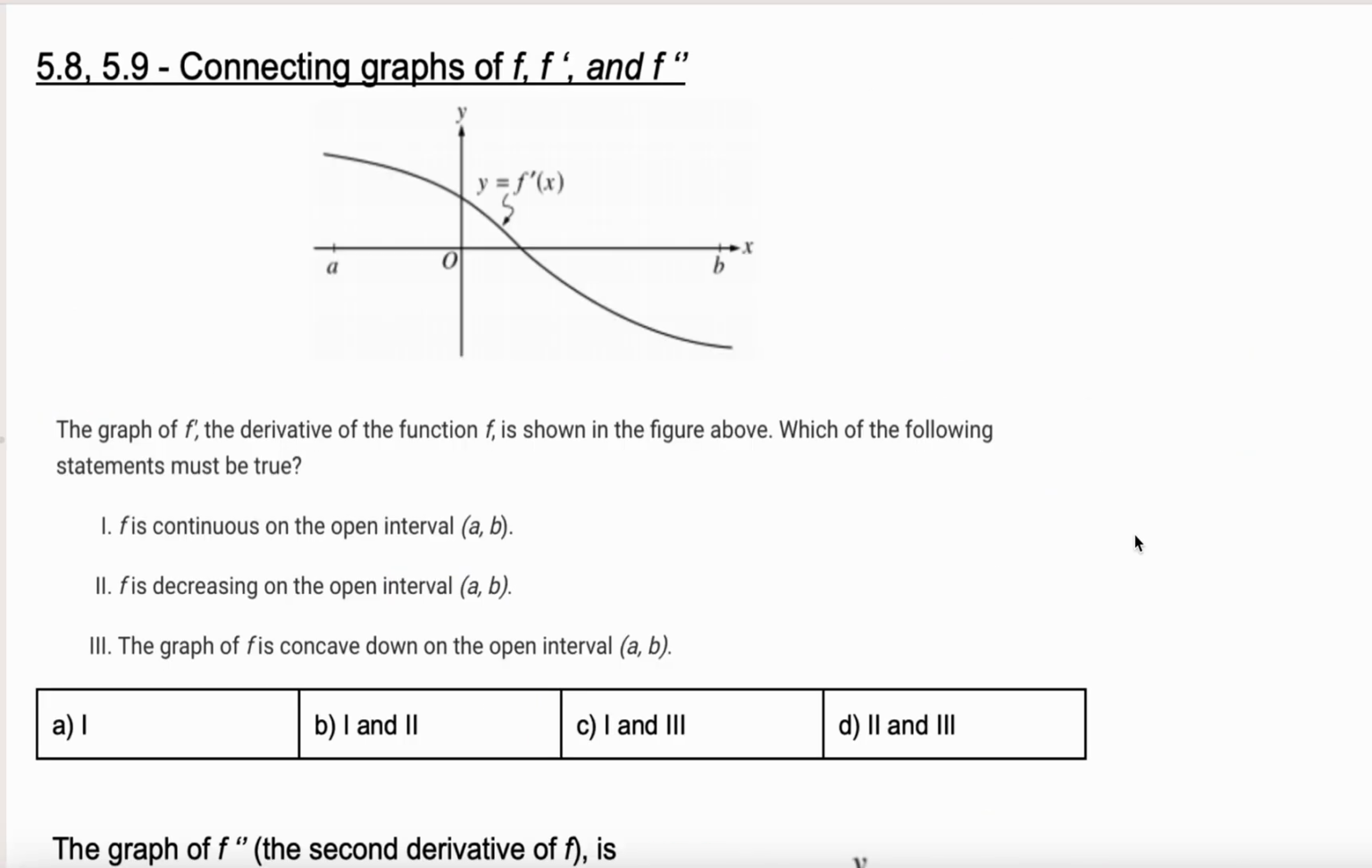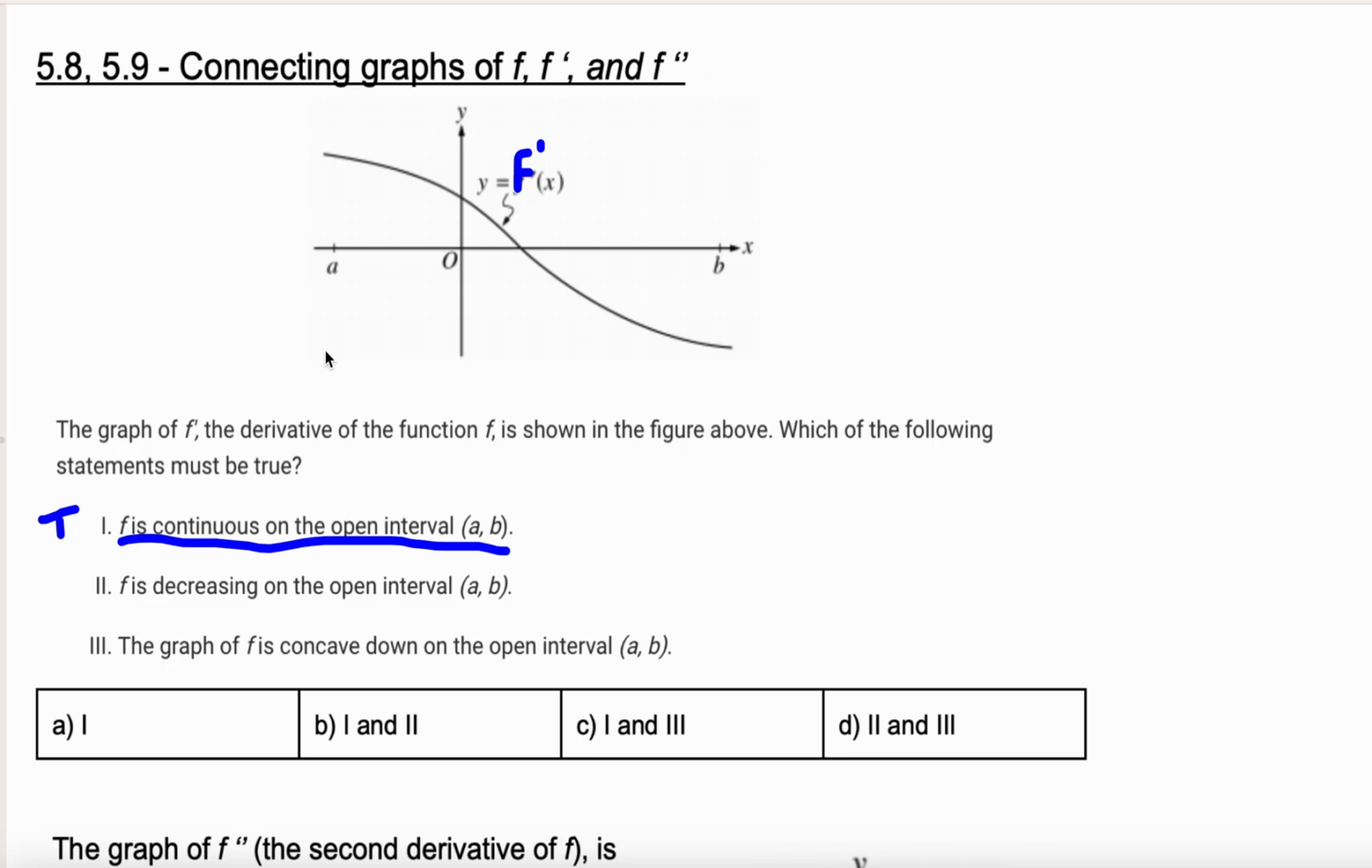Question, we have an F prime graph and it wants us to analyze it and check for true statements. So let's start with this. It says F is continuous on the open interval. So starting this way and coming this way, are we continuous? That's easy. Since this is F prime, that shows outputs for derivatives. If you have a derivative, you are alive. You are continuous. This is true because it shows differentiability.